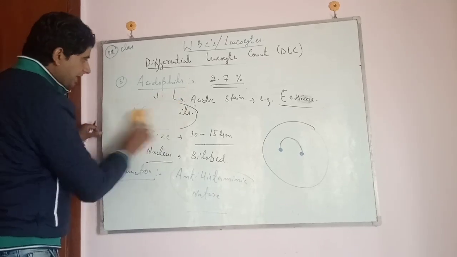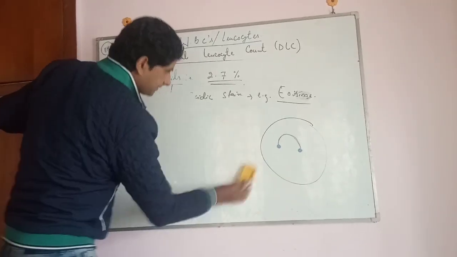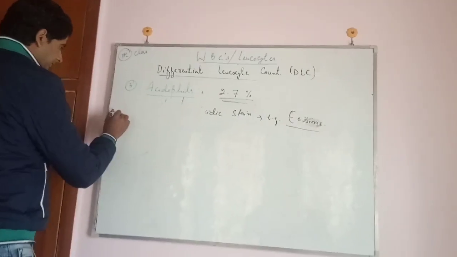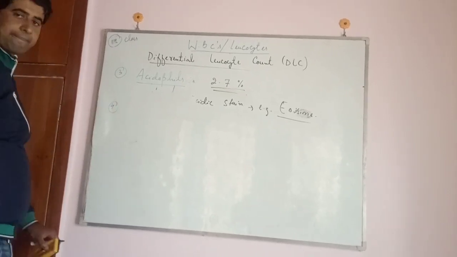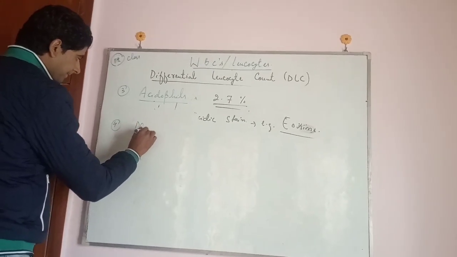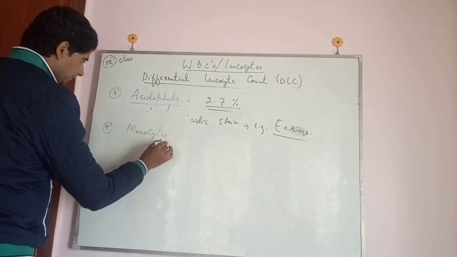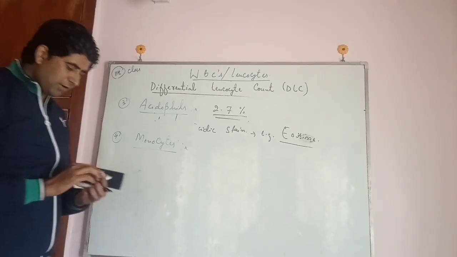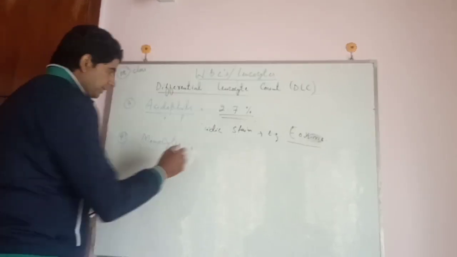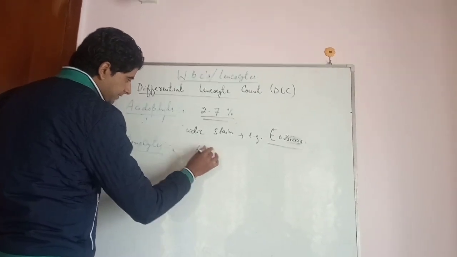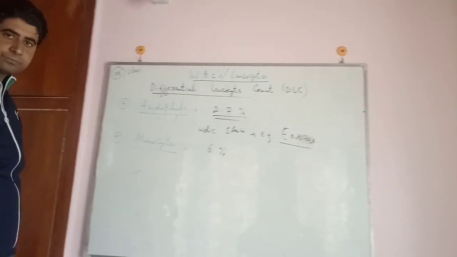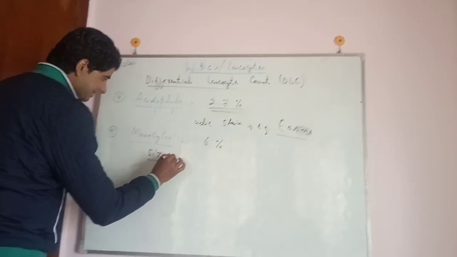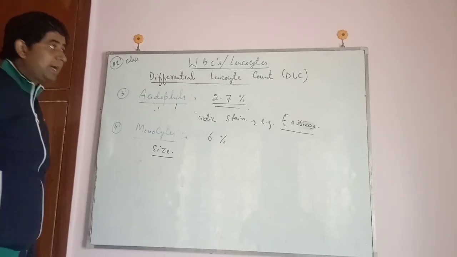Now moving to another type of the WBC, that is monocytes. That's the fourth type. The percentage of monocytes is near about 6%, whereas their size is large as compared to the other WBCs.